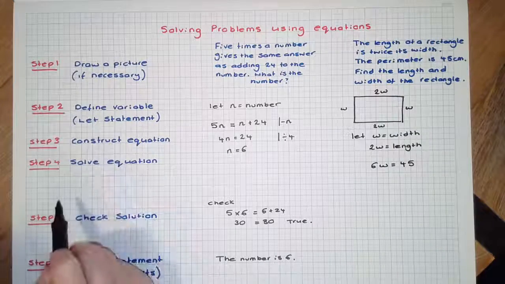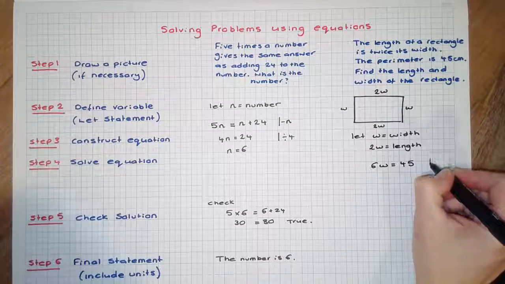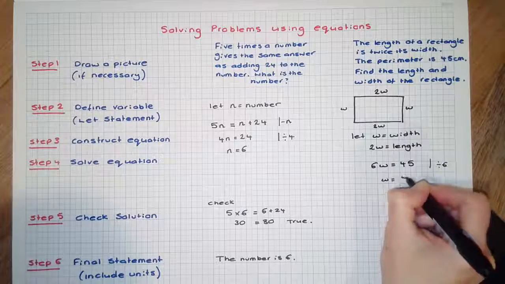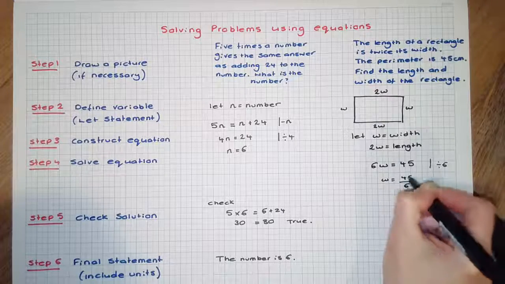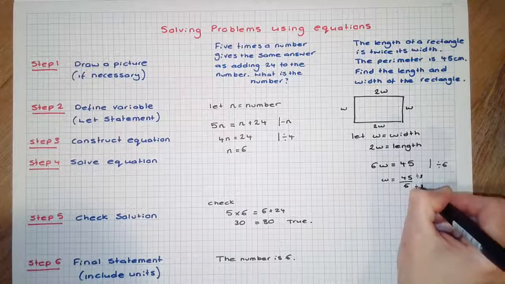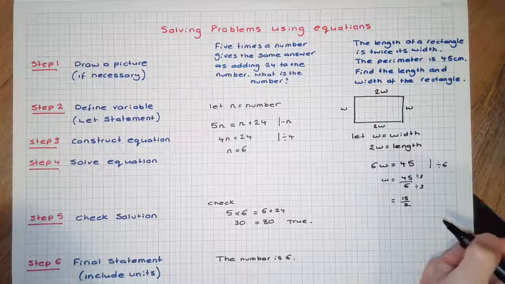Step 4, solve the equation. I'm going to divide both sides by 6. So I get w equals 45 over 6, and I can simplify that fraction by dividing both the numerator and the denominator by 3, and I find that w is 15 over 2.